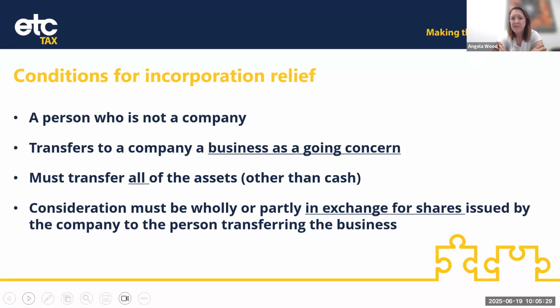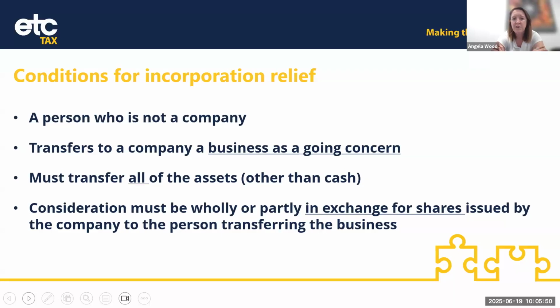So we're going to briefly have a look now at the conditions for incorporation relief. I don't propose to labour on these. So incorporation relief, the relief that applies or can apply when you are incorporating a business, any business, but in this case a property business, would mean that potentially there would be no capital gains tax to pay on the transfer of that business into the company. So what are the conditions?